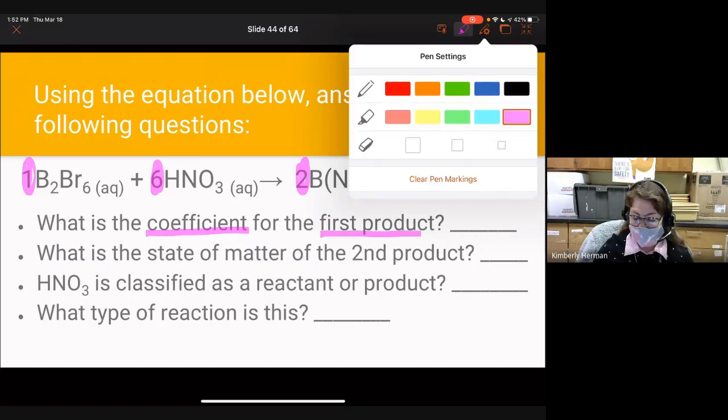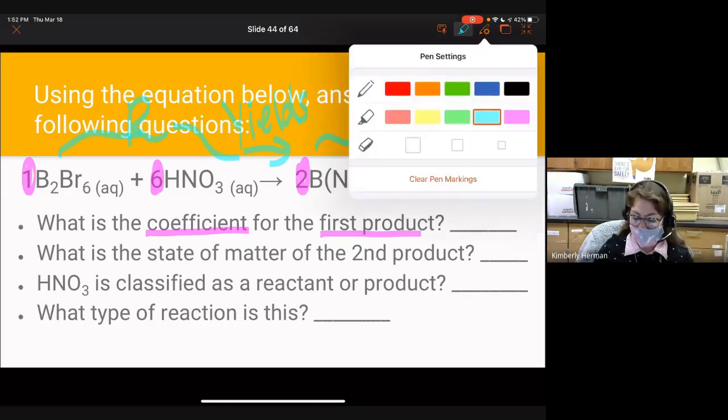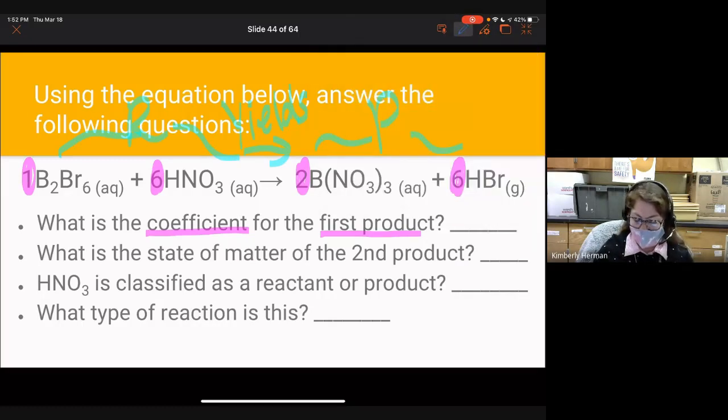So we have to keep in mind that we have our reactants on this side, and we're going to have our products here with our yields right in the middle, aka pointing from our reactants to our products. So if we're looking at this one, we would see that our first product is right here, and then our coefficient is the front number of 2.